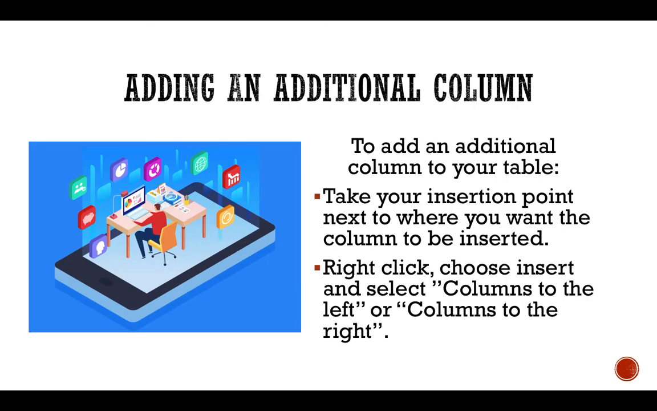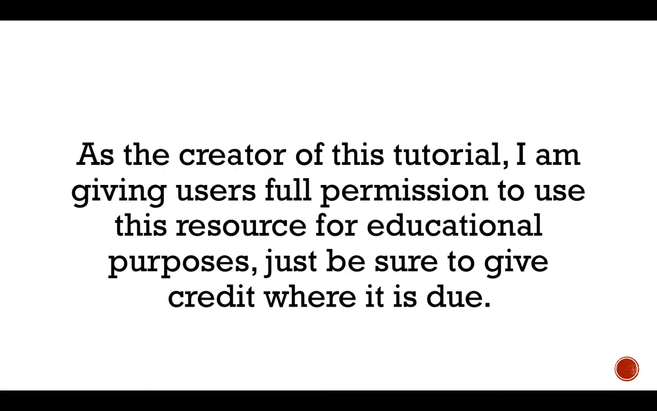Adding an additional column. To add an additional column to your table, take your insertion point next to where you want the column to be inserted. Right-click, choose Insert, and select Columns to the left or Columns to the right. This is the end of the content tutorial.